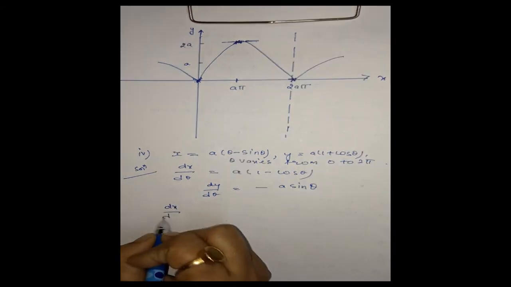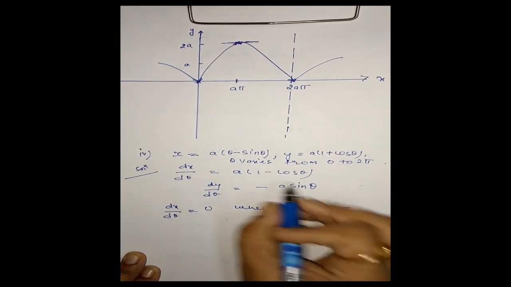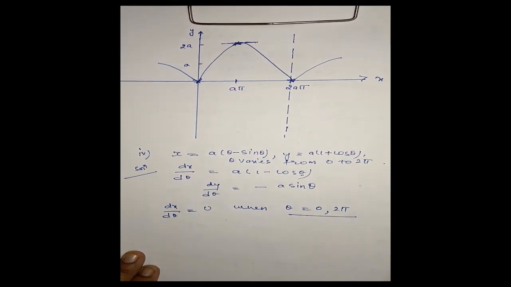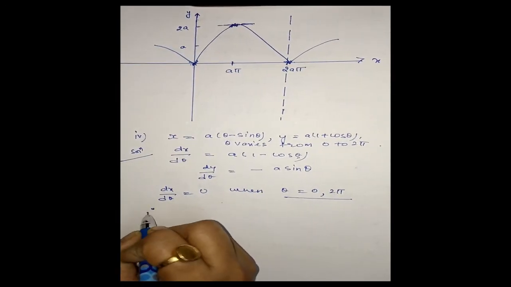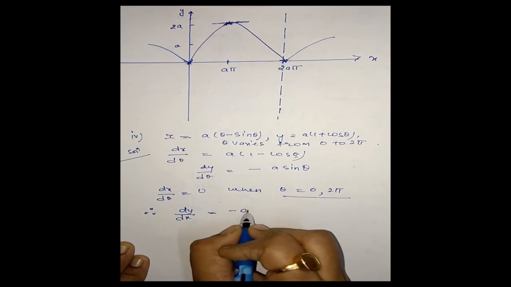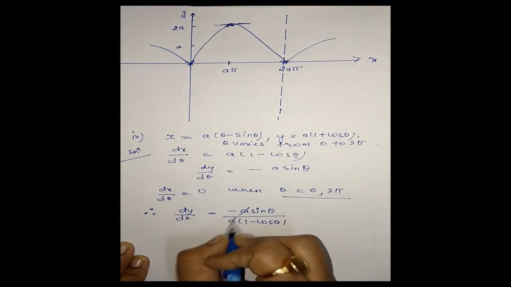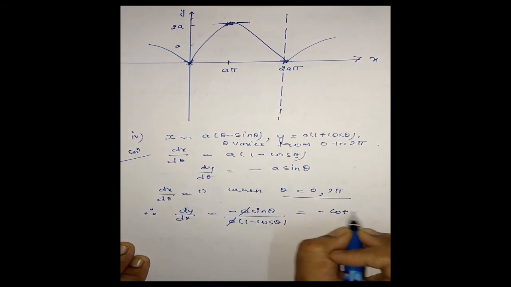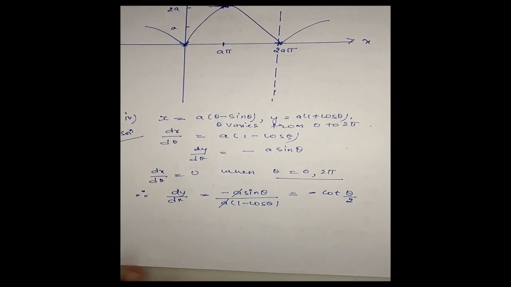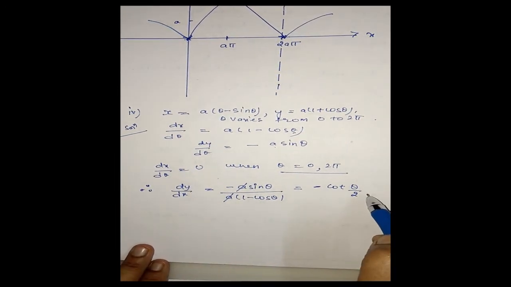Now dx by d theta is 0 when theta is 0 and 2 pi. At 0 this is 1, at 2 pi this is 1. That means dx by d theta is 0 when theta is 0 and 2 pi. Therefore, dy by dx is equal to minus a sine theta and a 1 minus cos theta. Okay. Now this can be written as minus cot theta by 2. Following the steps we have done in the previous example, dy by dx is minus cot theta by 2.